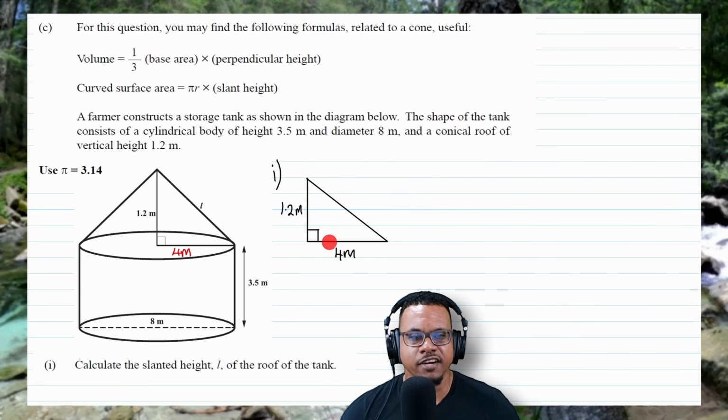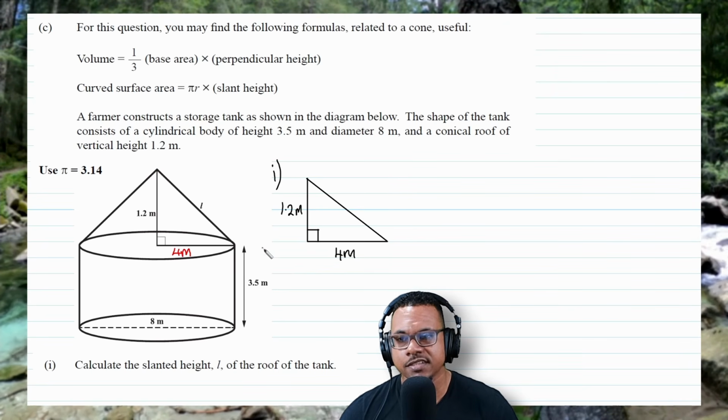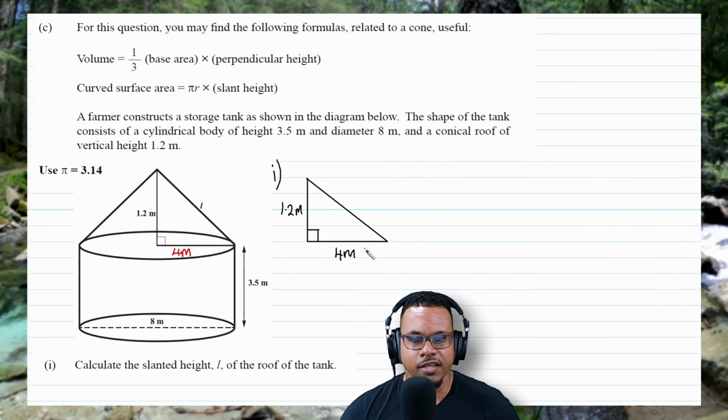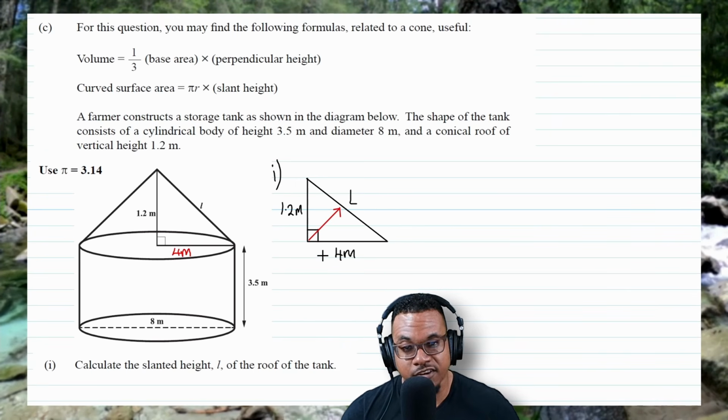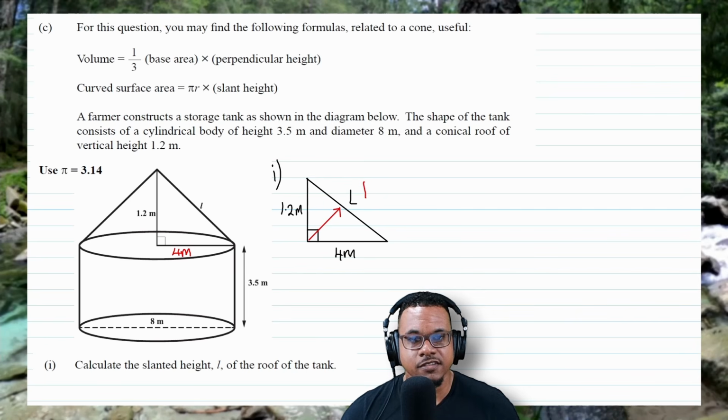So what I drew here is the right angle triangle, showing you the 1.2 meters. That's this here, 1.2 meters. And we have the 4 meters down here, which is this 4 meters here. So my slanted height L would be here. Now we know if you draw a line from the right angle, it will touch the hypotenuse. The hypotenuse is the side opposite the right angle, or the longest side on the right angle triangle. So this here would be my hypotenuse.